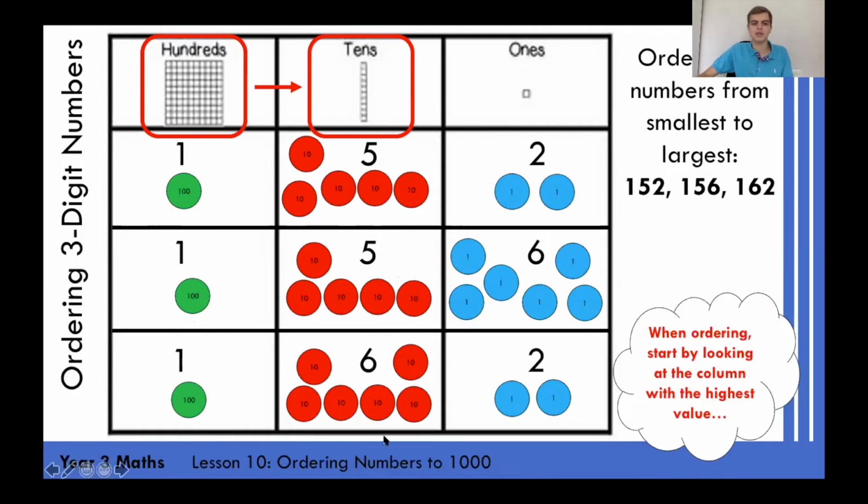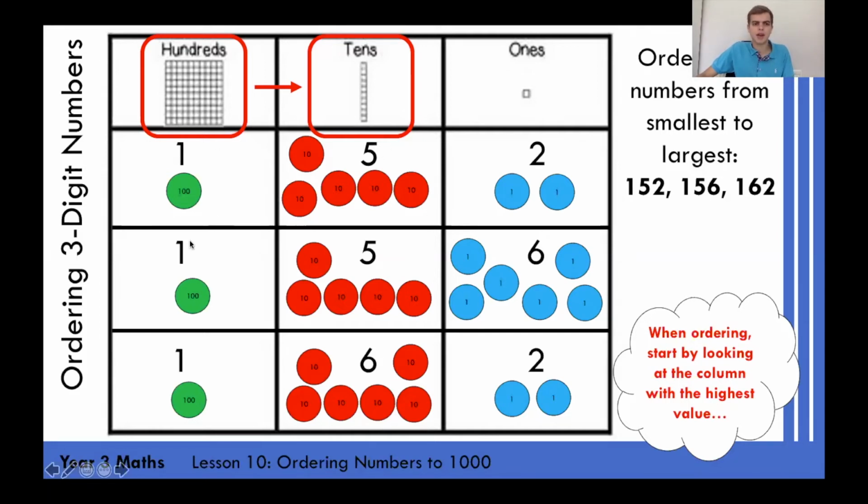Because this one has got 6 tens. They've all got 100. This one's got 5 tens, this one's got 5 tens, this one's got 6 tens. So we know that our bottom number is the largest number. So that's going to go at the end if we're going in ascending order. But we've got to work out which one of the top two is the smallest.